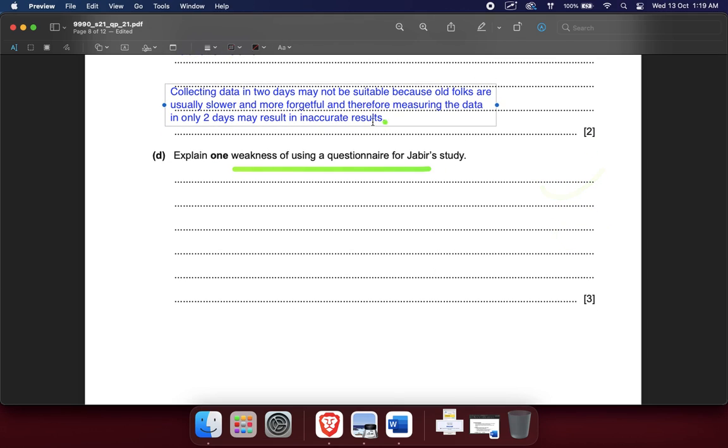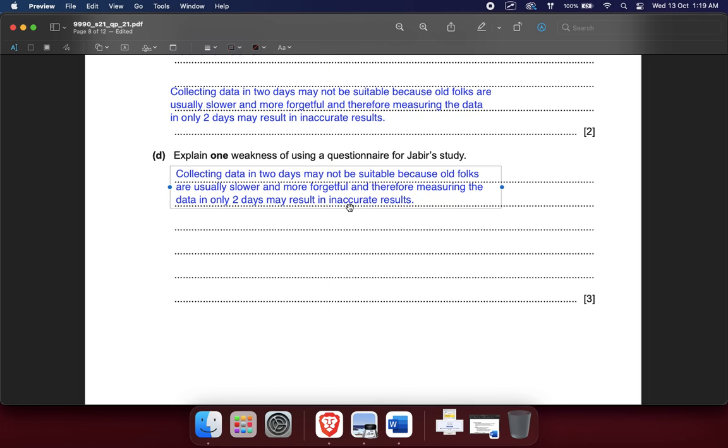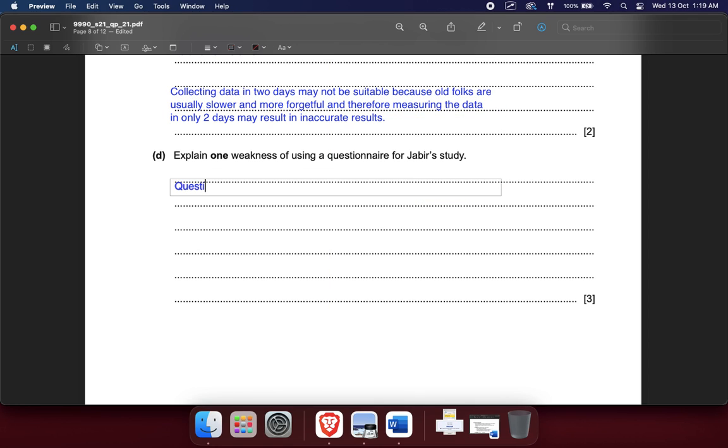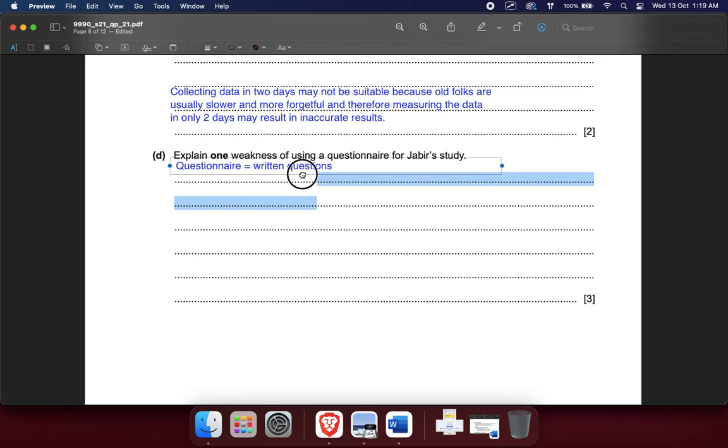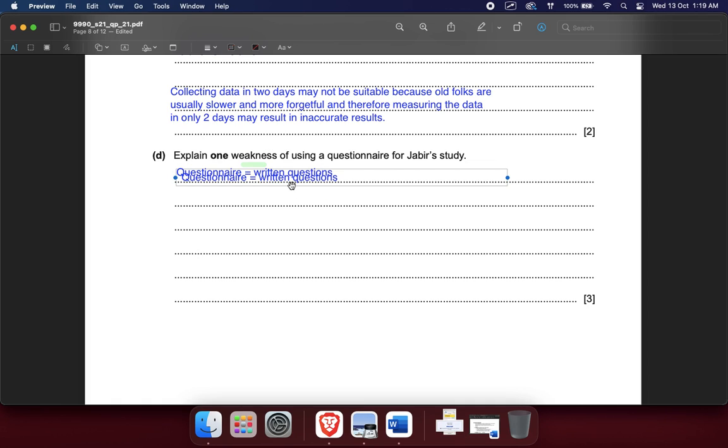Explain one weakness of using a questionnaire for Jabir's study. Okay, so again, what is a questionnaire? Can you remember? I mentioned it not too long ago. Right, a questionnaire is written questions. So let's say I come up to you, I'm not going to interview you, I'm just going to give you this piece of paper. When you're done, please pass it back to me. Right, so that's a questionnaire. Questionnaire is written questions. Why is it a weakness? Look back at your notes in research methodology.